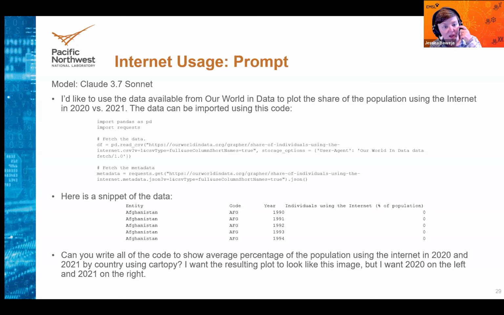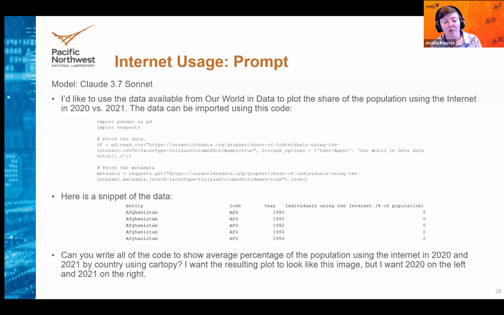And so the first line of that prompt is just the instruction where I say, hey, I'd like to use the data available from Our World in Data to plot the share of the population using the internet in 2020 versus 2021. The data can be imported using this code. And that code, by the way, I'll show you here in a minute, comes from the Our World in Data website. So they actually have a nice little example of how you can import data in Python. Those of you who are familiar with Python will see pandas and things like that.